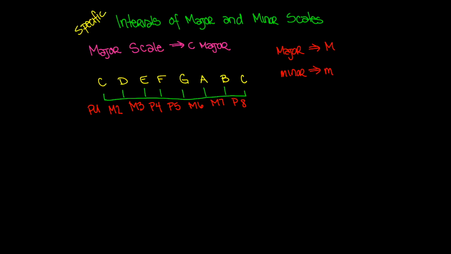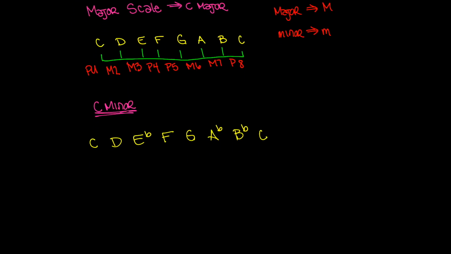Now let's take a look at the intervals of the C minor scale. C minor would have C, D, E flat, F, G, A flat, B flat, and C. Once again, let's cut this up. From C to C would be a perfect unison. From C to D would be a major second.